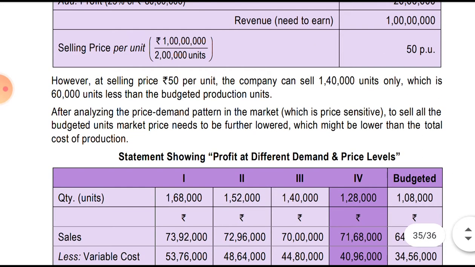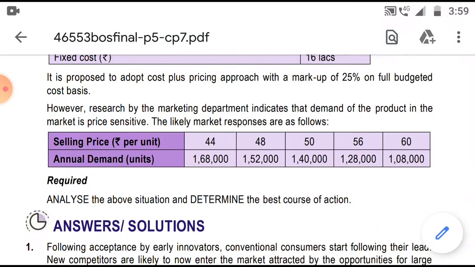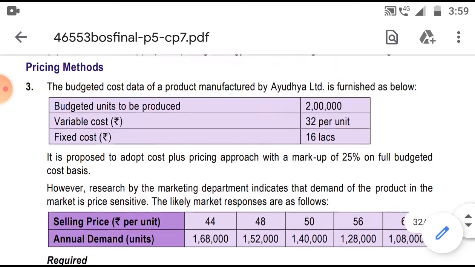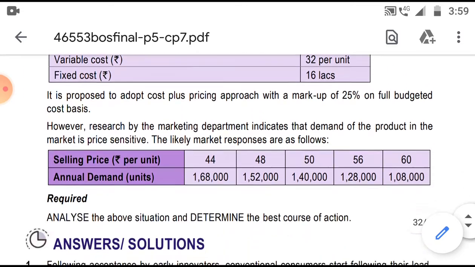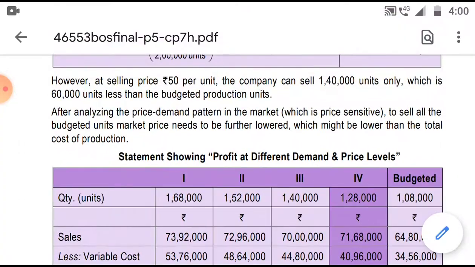However, at a selling price of 50 per unit, the company can sell 1,40,000. See, what they have given is at 50 per unit, company can sell only 1,40,000, but the company's budget is to sell 2 lakh units, not 1,40,000. So which is 60,000 less than the budgeted production.